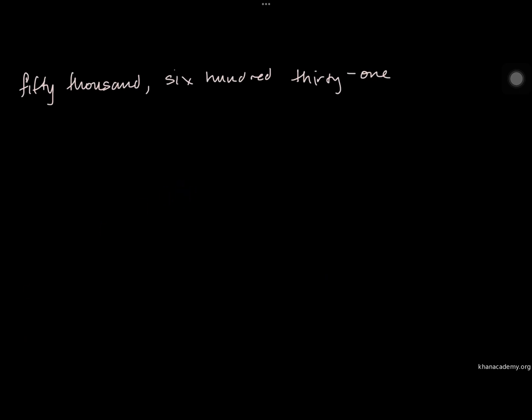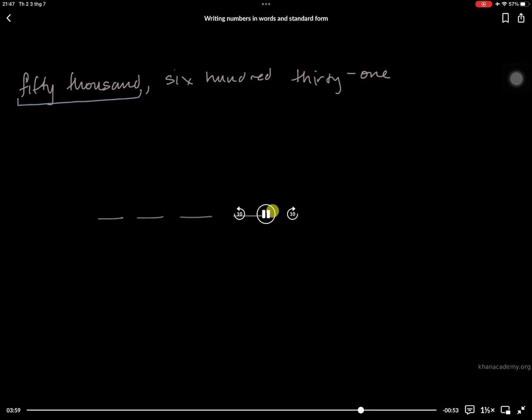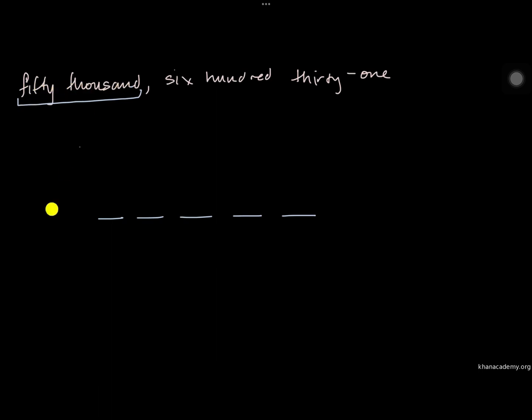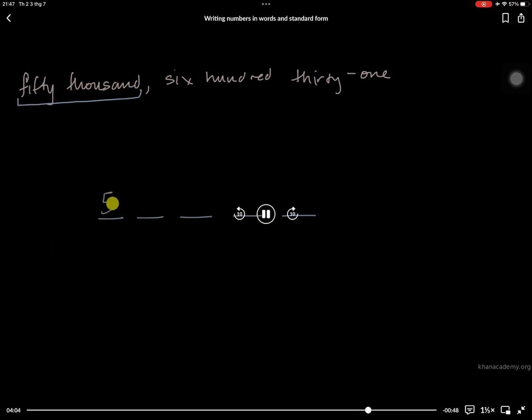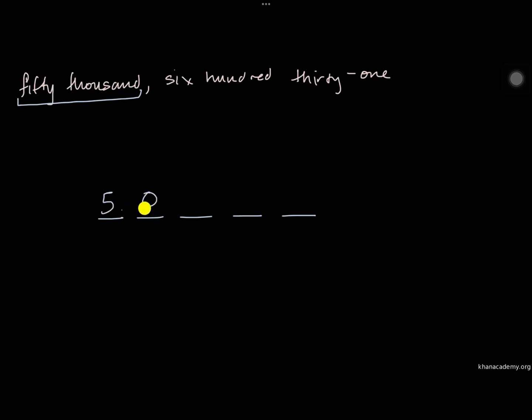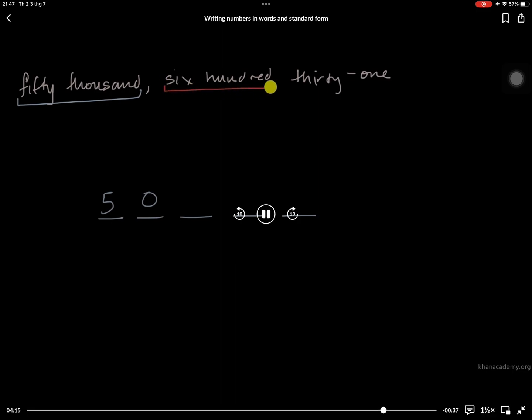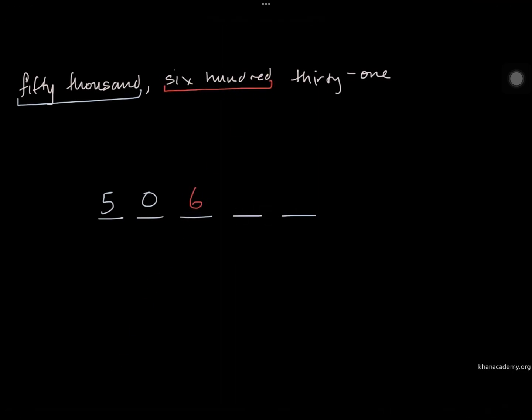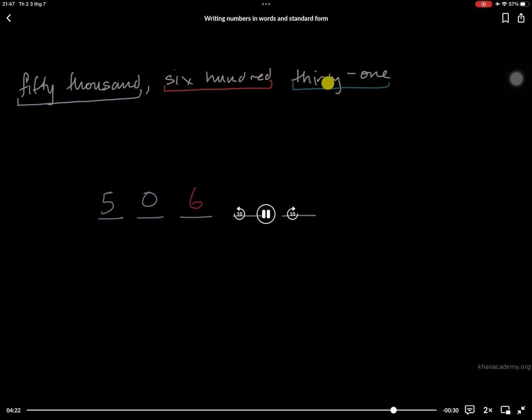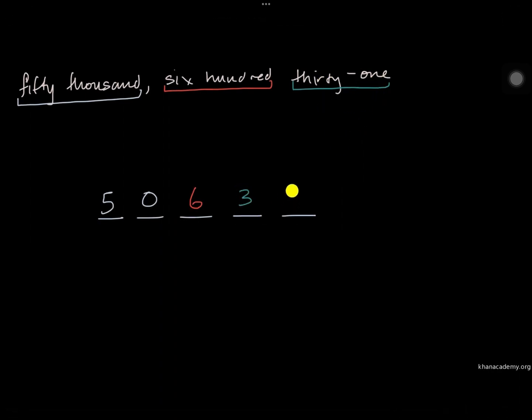All right, now let's do it together. So this first part, 50,000, well, we could just write that as, actually, let's put the place values out here. So this is a 10,000s place, this is thousands place, hundreds, tens, and ones. So 50,000. You could say that's 5 10,000s, or you could say this is 50,000s. Then they say 631. So 600, well, that's 600s right over here. And then 31, that is 30 and 1, or 3 tens and 1 one, or 31.